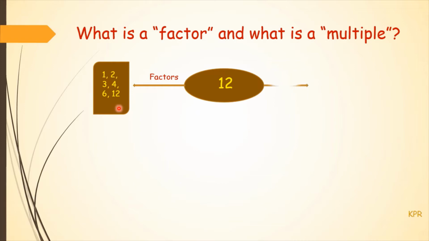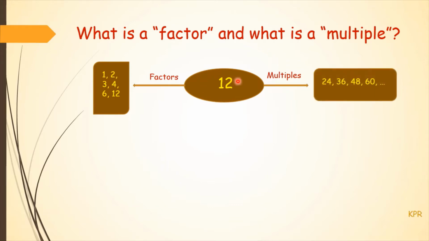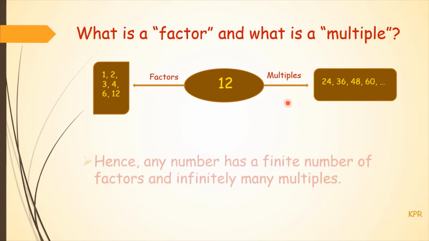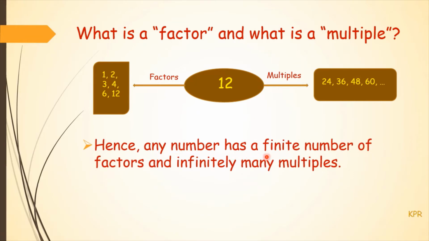Now, what are the multiples? Multiples are the numbers which are divided by the given number. So, for number 12, the multiples are 24, 36, 48, 60 and so on. So, for any number, there are infinitely many multiples. Hence, any number has a finite number of factors and infinitely many multiples.